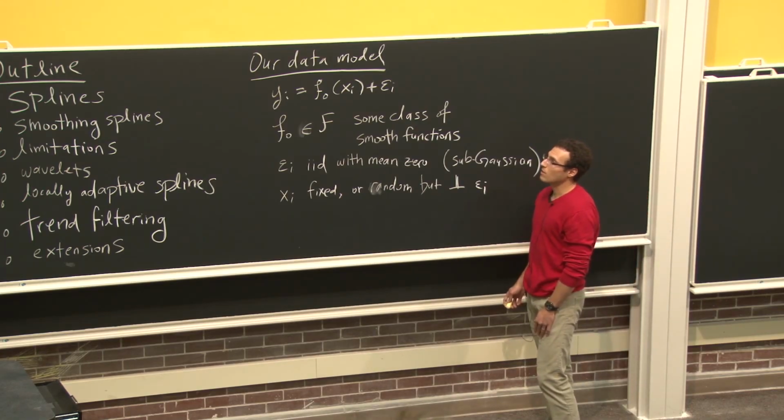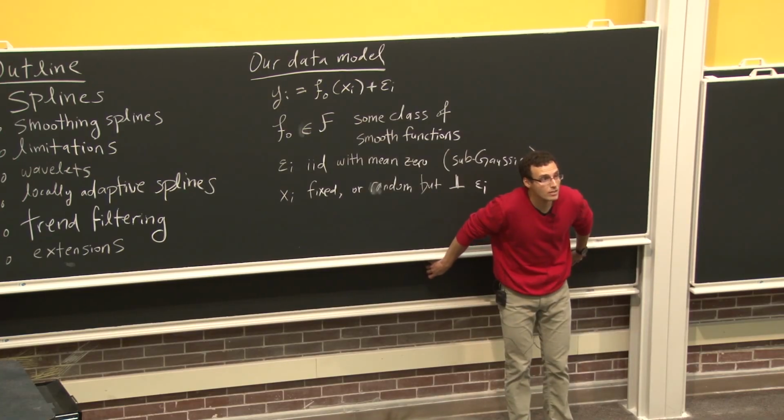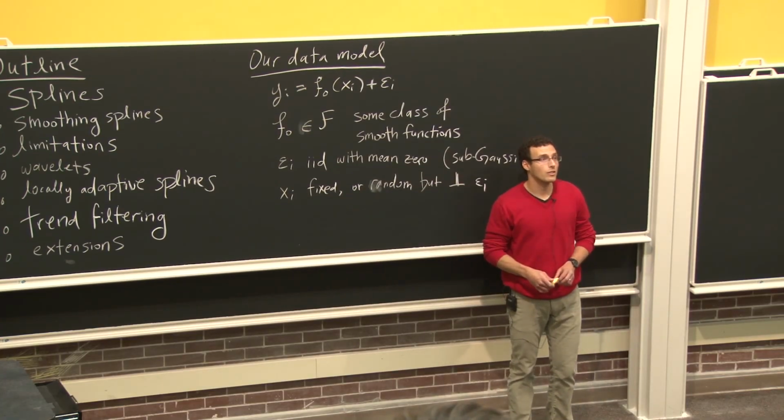Okay, so that's the basic data model. Are there any questions before we start? Because this is kind of like the jumping-off point for all the good stuff.